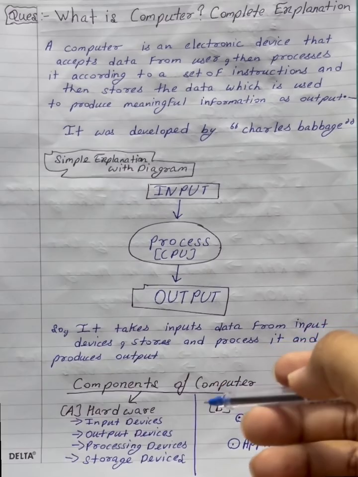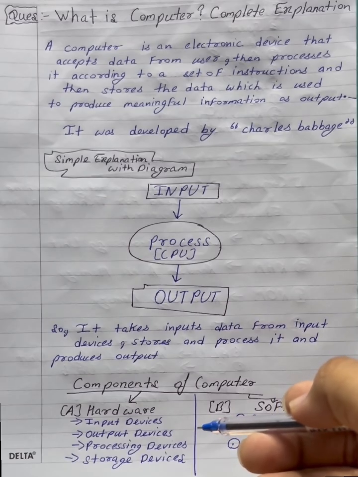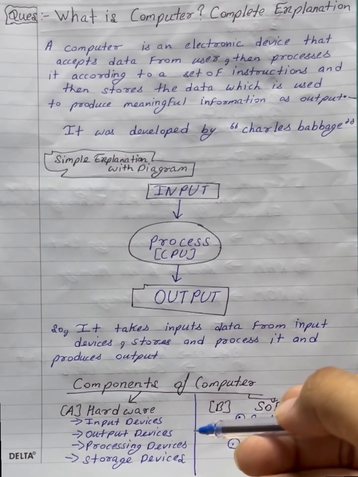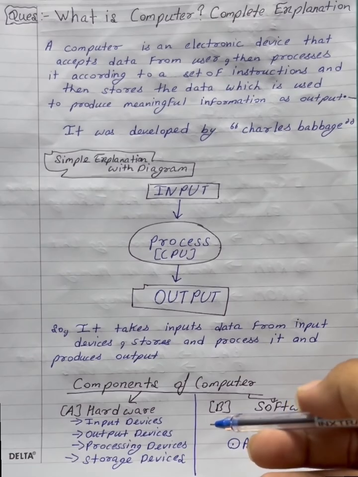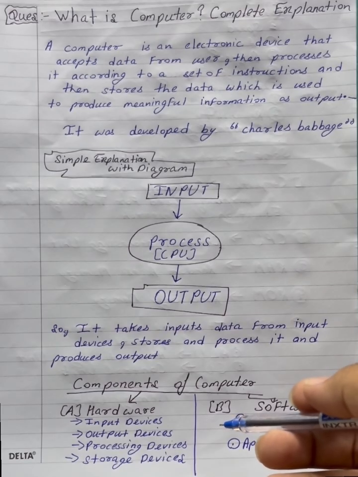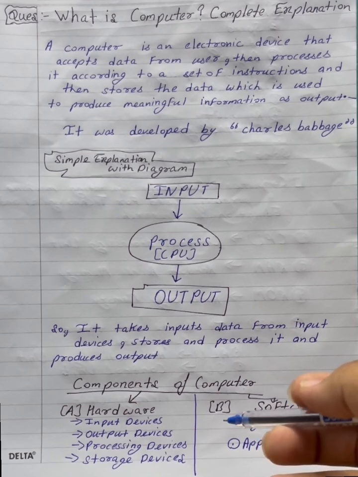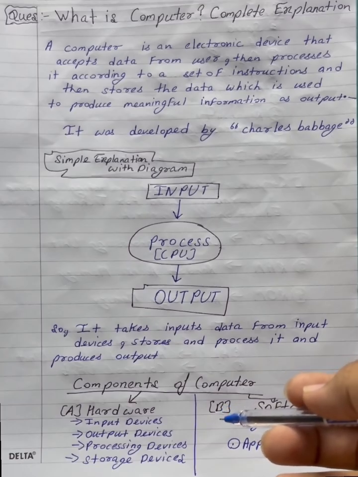Next is output devices. Output devices display or present the result generated by the computer, and these devices convert the processed information into a form that humans can understand. These devices help users to view, hear, or obtain the final result of processing. Examples are monitor, printer, speakers, projectors, plotters, etc.